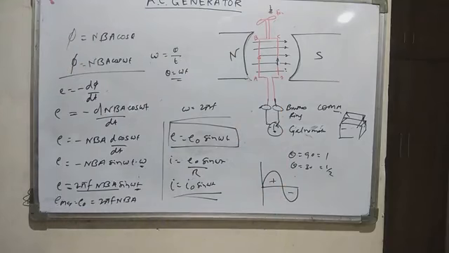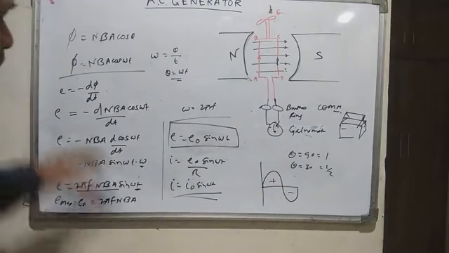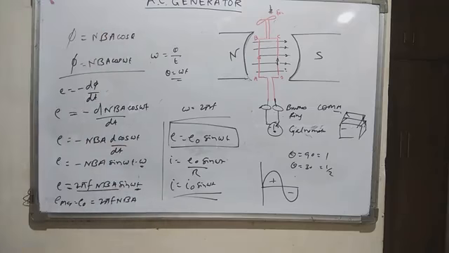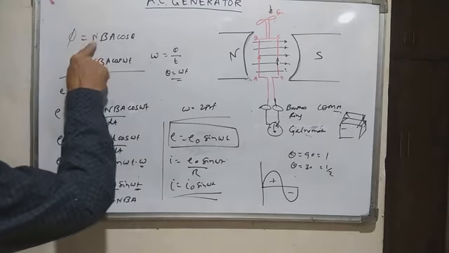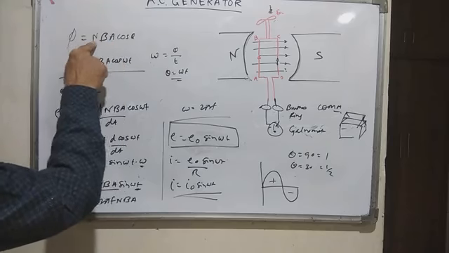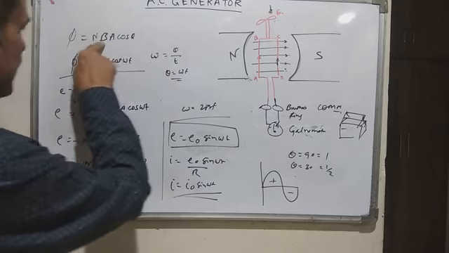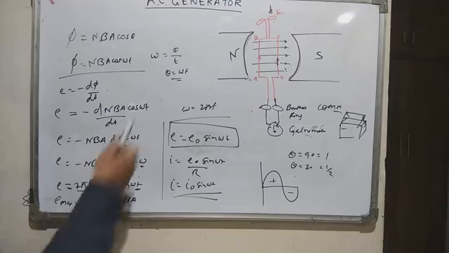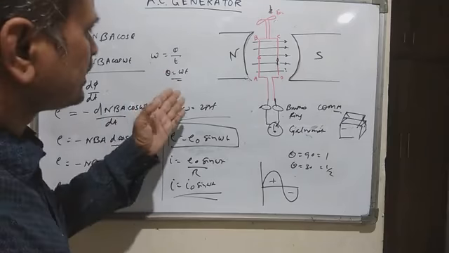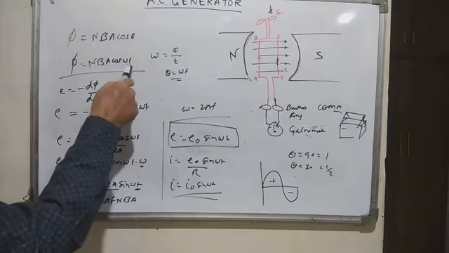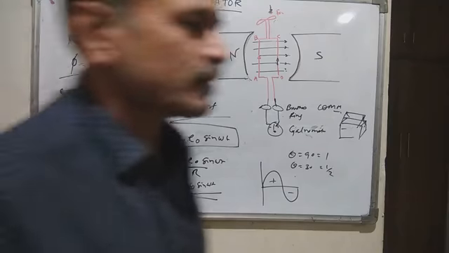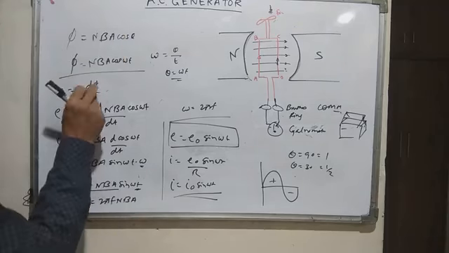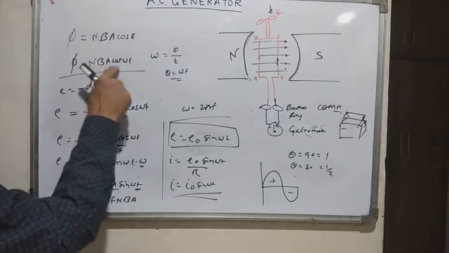To derive the equation, we first looked at phi. Phi means magnetic flux, how much field the area cuts. N is the number of turns, B is the magnetic field, A is the area of the coil, and cos theta. Now we know that omega, the angular velocity, equals theta upon t, that means theta equals omega t. So I have replaced theta with omega t. Now we know the induced EMF equation, E equals minus d phi by dt. So I replaced phi with NBA cos omega t.